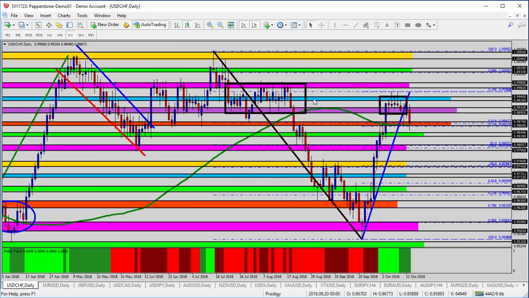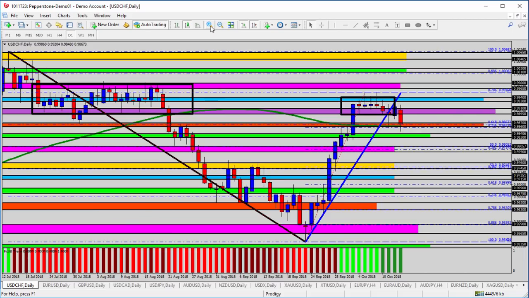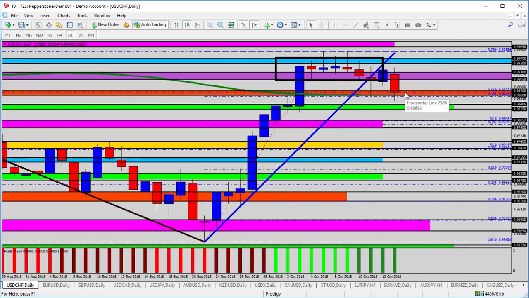So let's zoom in on that a little bit more so we can really get a handle on that. So there it is, that orange shaded area at the top of the chart, 98.70, 98.60. We have the Fibonacci of the two ranges. We have the 100 period simple moving average coming into play.